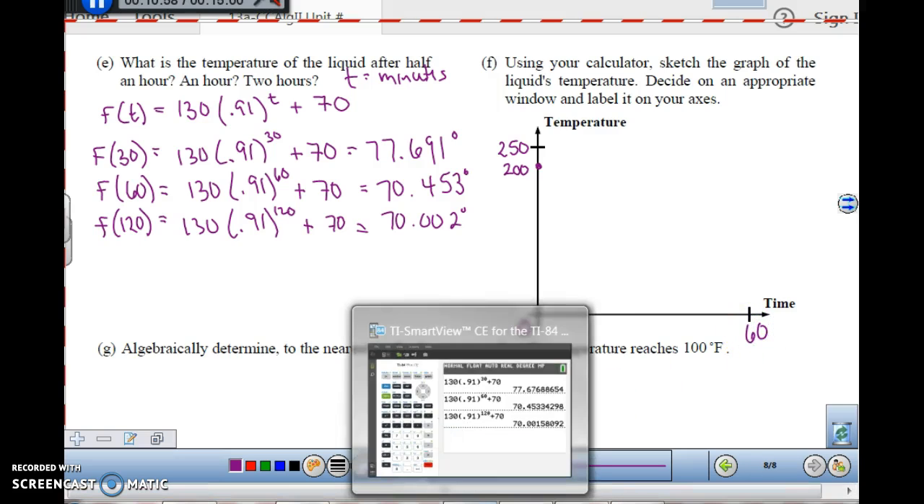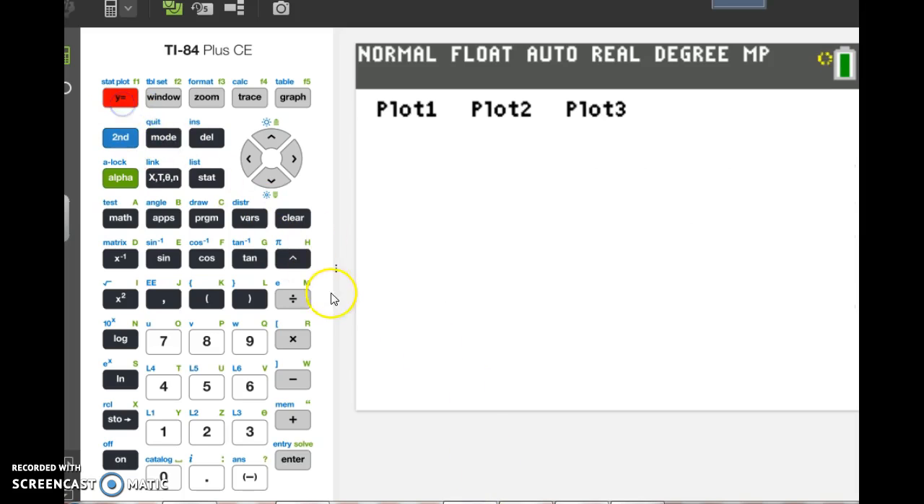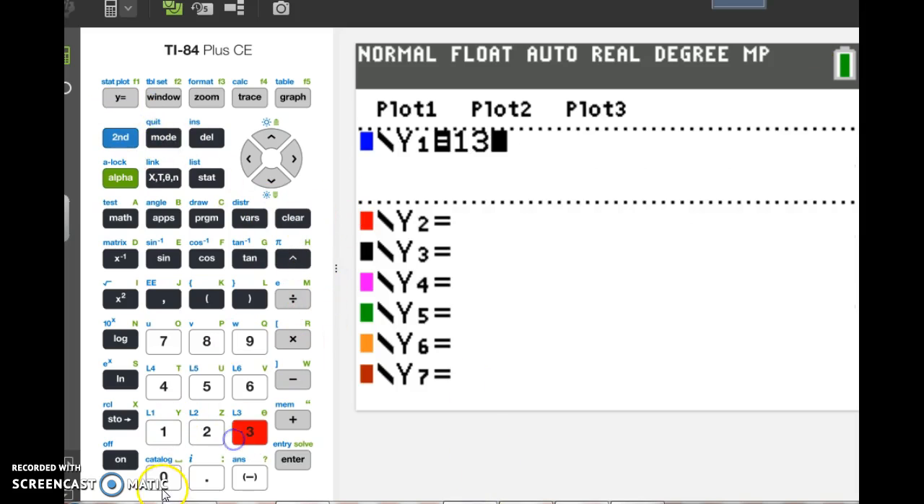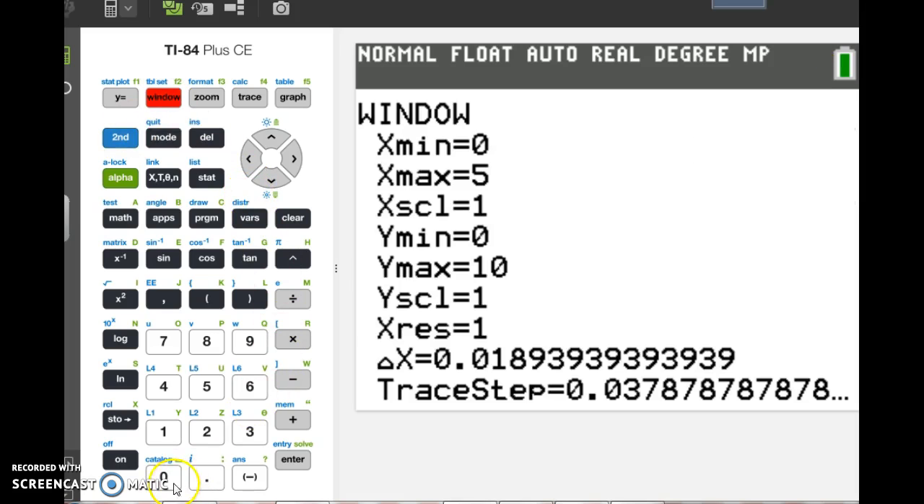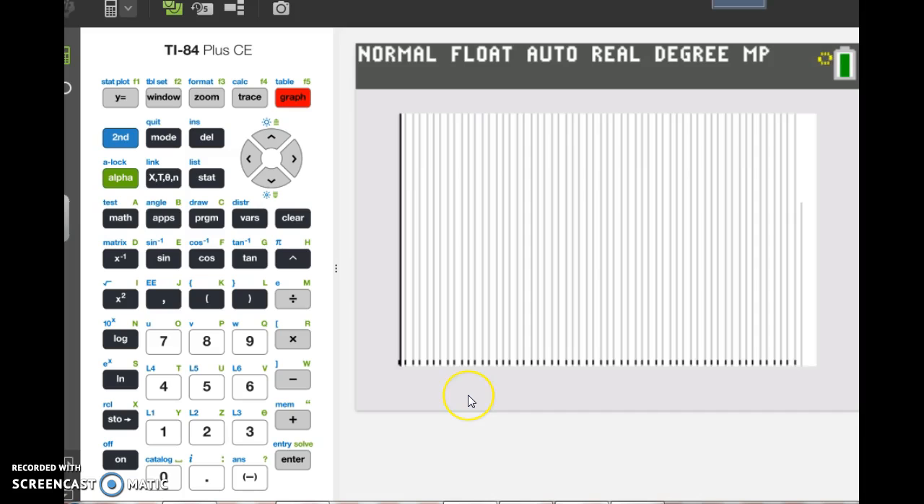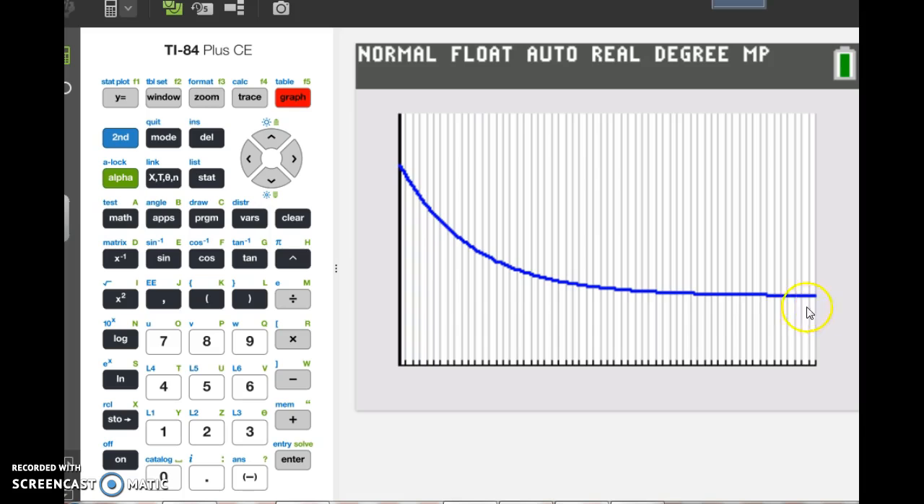So let's use our graph. 130 times 0.91 raised to the x plus 70. For our window, from 0 to, let's say, 60, and then 0 to 250 for our values. And we graph it. And we should look something like that. You can see it's going to level out down here at about 70.